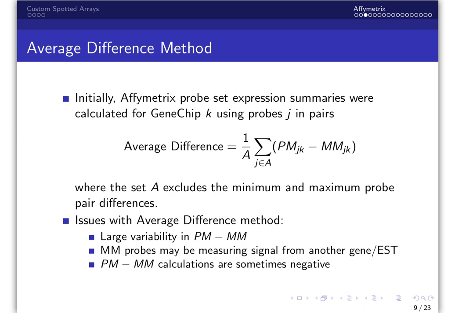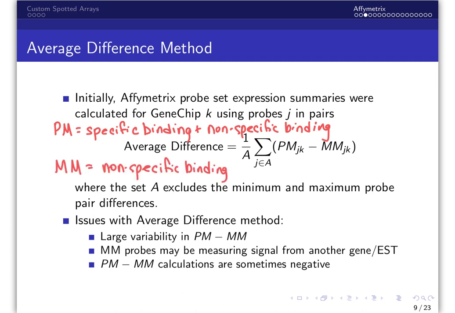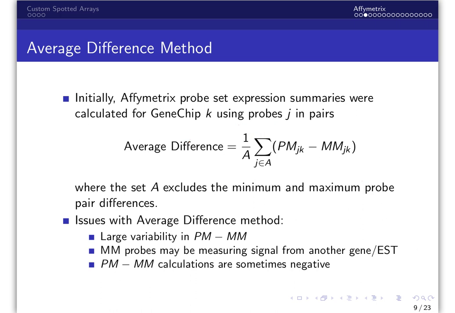The average difference method presumed that the PM intensities represent specific binding plus some nonspecific binding, whereas the MM intensities represented only nonspecific binding. Thus, PM minus MM leaves us only with specific binding signal. Therefore, for each probe set, the average of the PM minus MM values was calculated. This average was taken to be the probe set expression summary.